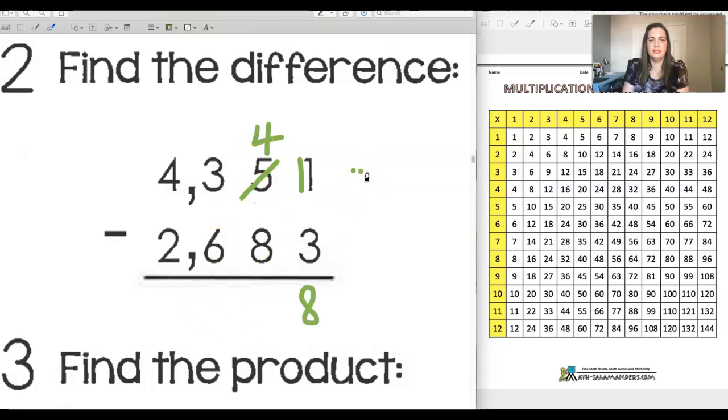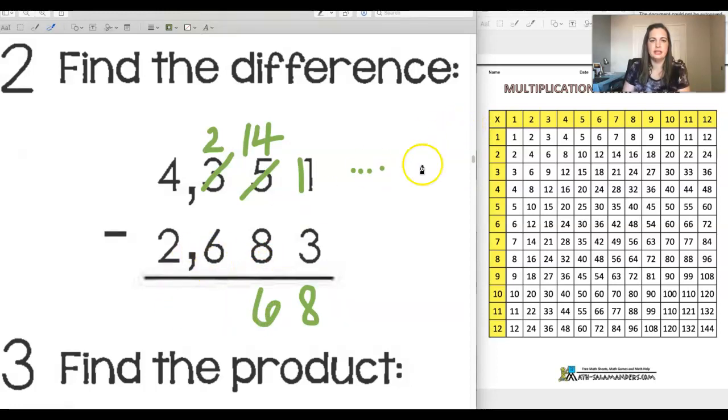4 subtract 8. If I have 4 things, I cannot take 8 away. I'm going to go to the hundreds place, take one of them, so I have 2 left. Unbundle it into 10 tens. I already have 4 tens, so together I have 14 tens. 14 subtract 8 equals 6.